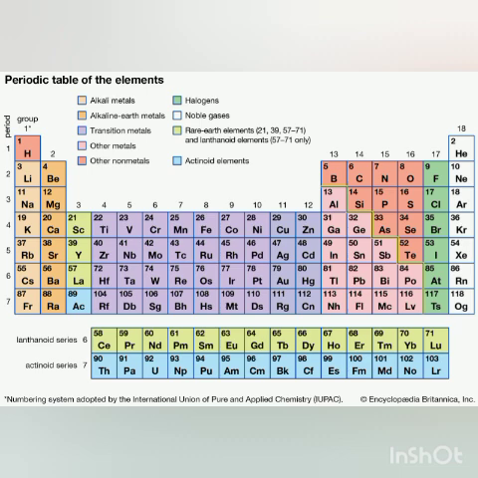And the elements of group 1 are called alkali metals. Why are they called alkali metals? Because the bases they form dissolve in water to form alkalis.